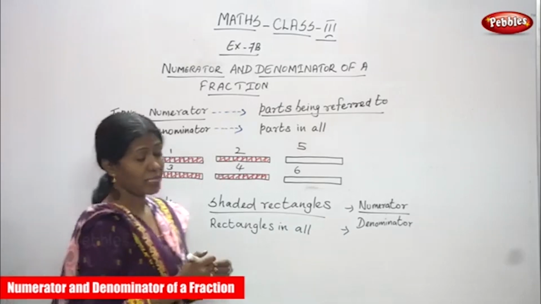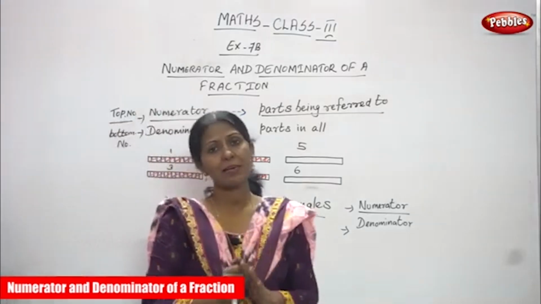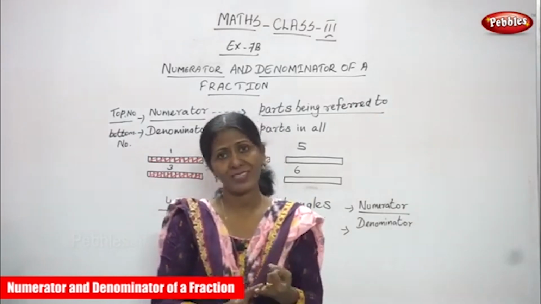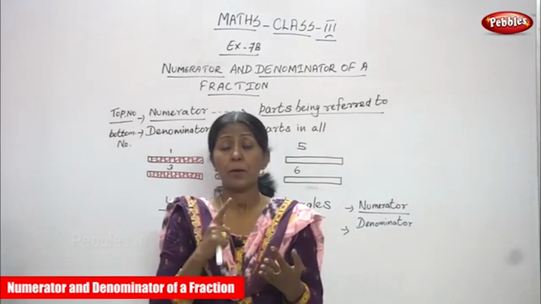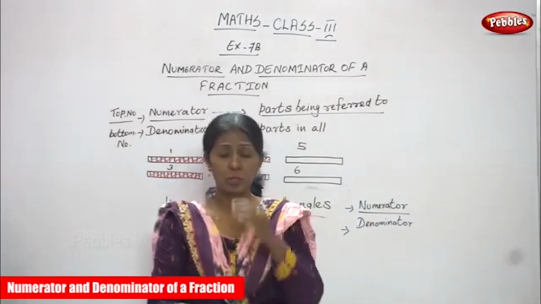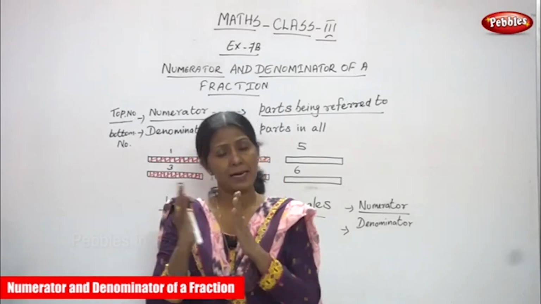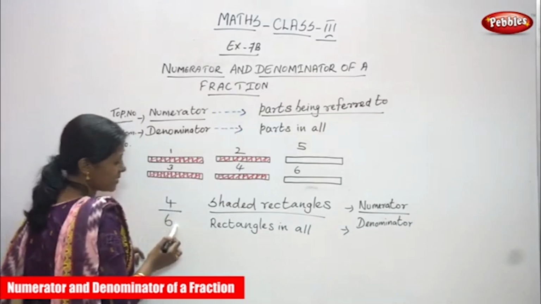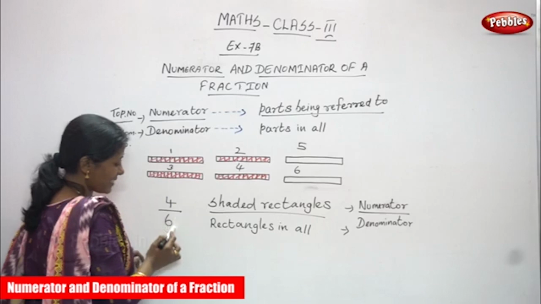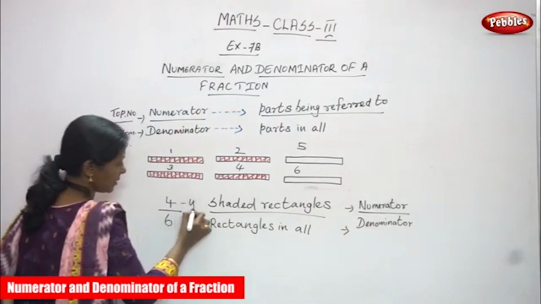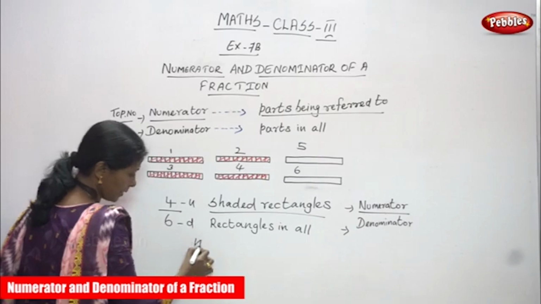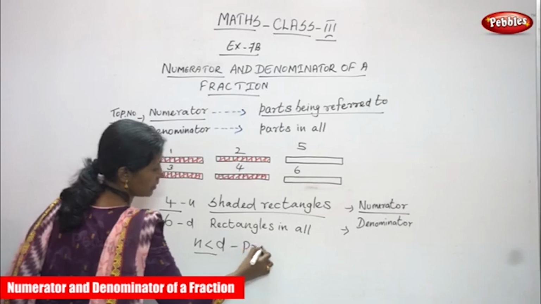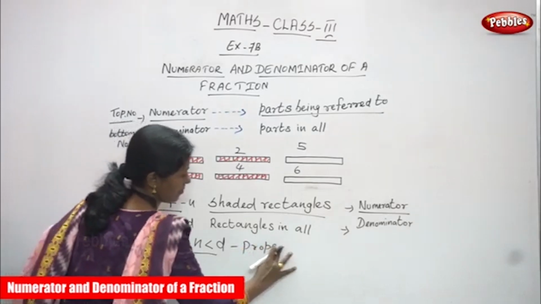Also I want to tell you, for your level you must know that there are 3 types of fractions: proper fraction, improper fraction, and mixed fraction. Proper fraction means the numerator is lesser than the denominator. Look at this numerator 4 and 6. 4 is less than 6. This is the numerator and this is the denominator. So the numerator is less than the denominator. It is a proper fraction.